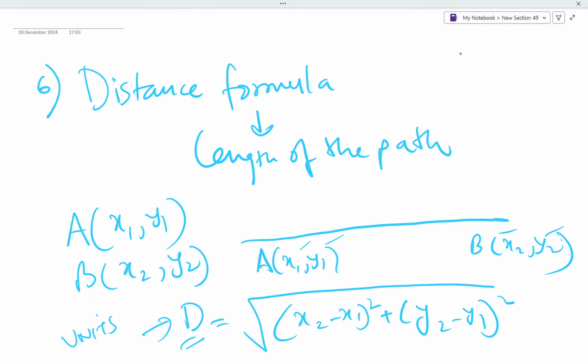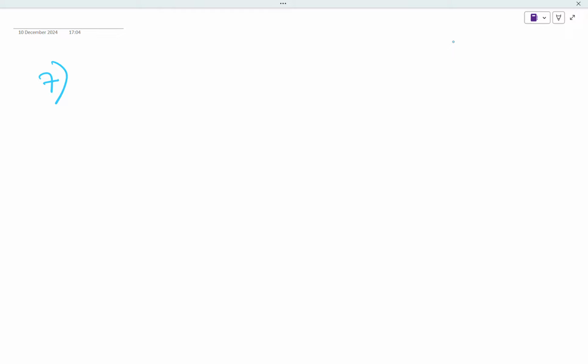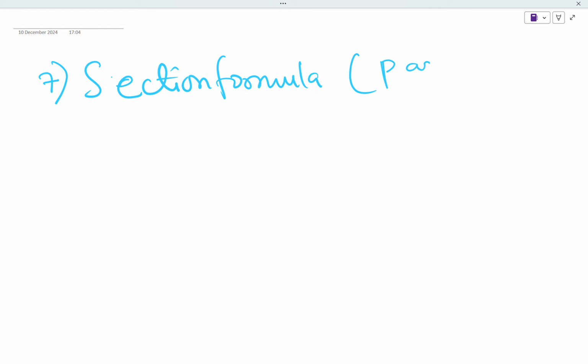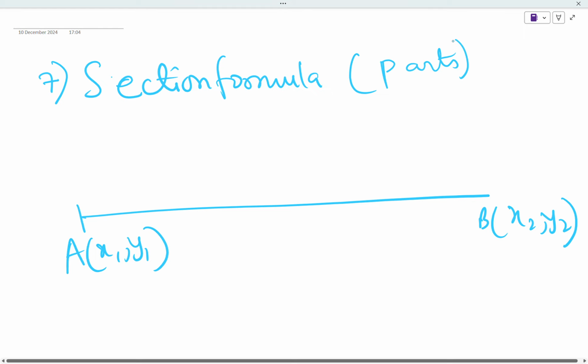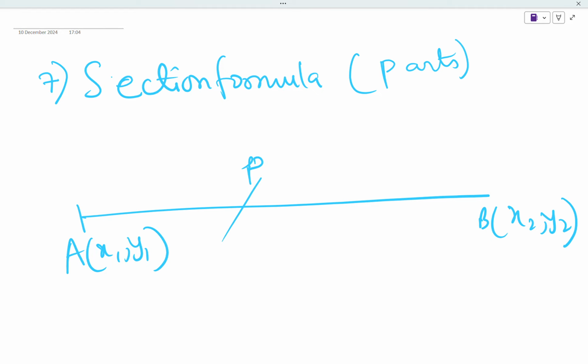Now let's jump on to the next concept, which is the section formula. What do you mean by section formula? Section means to break it down into parts, right? So the section formula will be something like this: A x1 y1, again I am assuming the same thing, B x2 y2. Now look here, if I want to divide this line by a point P, this is not the midpoint, okay? It can be any distance, like this can be 2 cm, this can be 10 cm, or in any ratio. I want to find the coordinates of this. How can I do that?